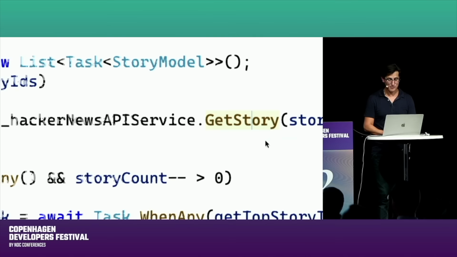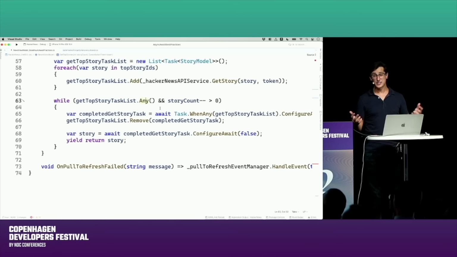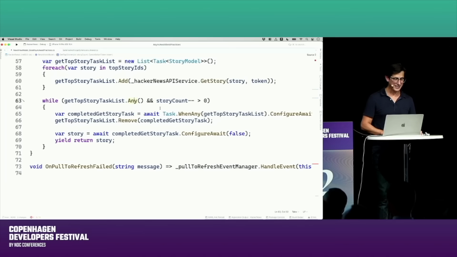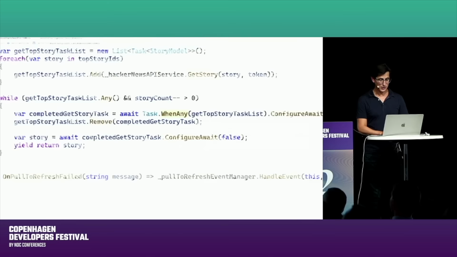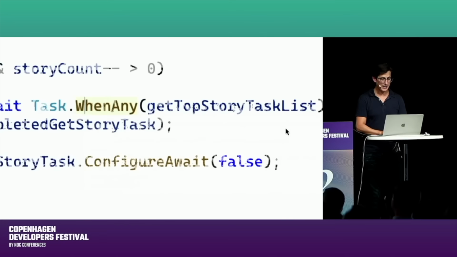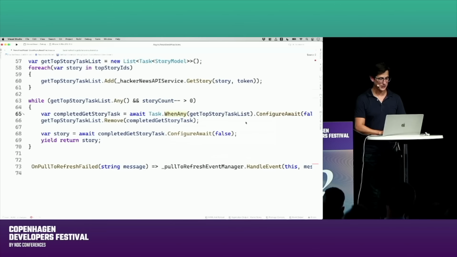I'm just putting all those tasks into a list, because then what I do is I put it in a while loop, and I say, getTopStoryTaskList.Any. If that's still true, keep iterating through here. And what we can do is take advantage of Task.WhenAny. Task.WhenAny, totally cool. What it does is you pass into Task.WhenAny a collection, an enumerable of type Task. So if you have a list of tasks, you can pass those into Task.WhenAny, and as soon as one of those tasks is completed, it'll return it to me.